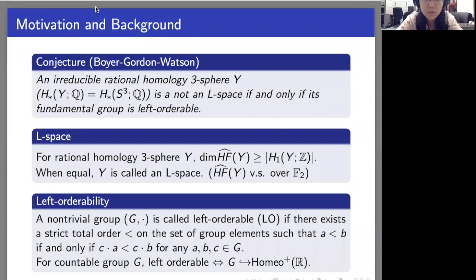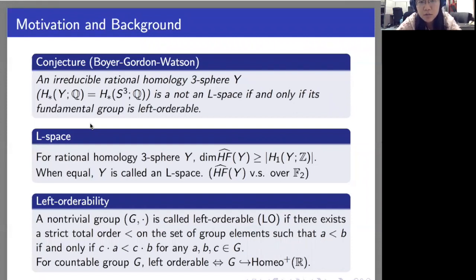Perhaps you have already heard about the L-space conjecture from other people's talks, but just to be complete, I will state it again here. The L-space conjecture was first introduced by Boyer, Gordon, and Watson, and says that an irreducible rational homology three-sphere Y is not an L-space if and only if its fundamental group is left orderable. Here, a closed three-manifold is called a rational homology three-sphere if its rational homology groups are the same as those of the three-sphere. Okay, what is an L-space?